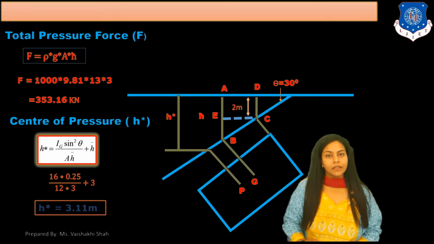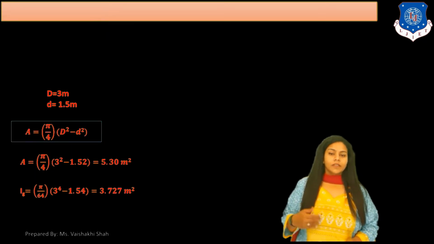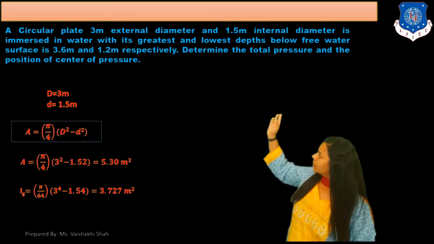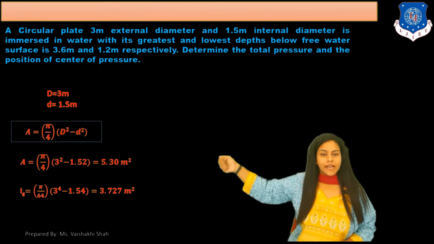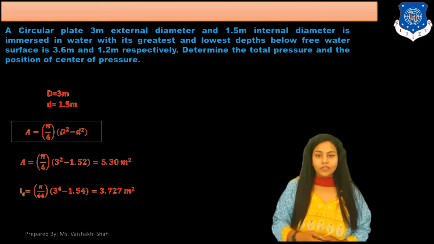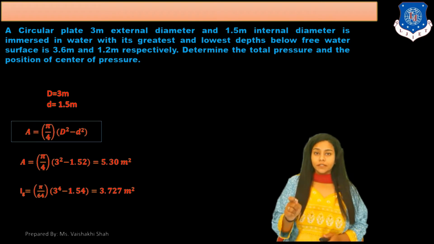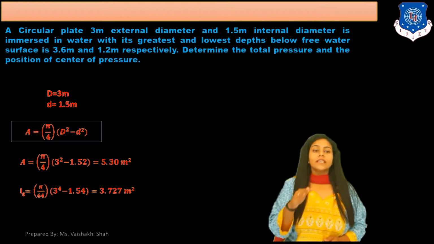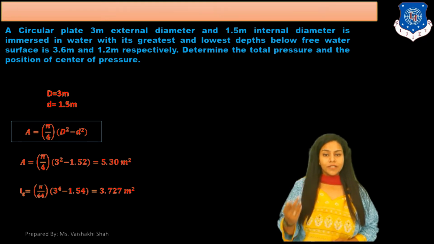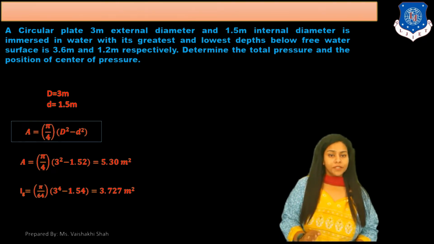Okay. Now our another example, where the data given to you is a circular plate of 3 meter external diameter and 1.5 meter internal diameter, immersed in water with the greatest and lowest depth below the free surface being 3.6 meter and 1.2 meter.